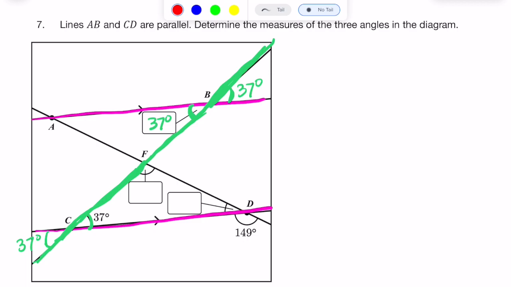Okay, that's one. Alright, then we want to find this one. So for that, I'm going to get rid of this line.